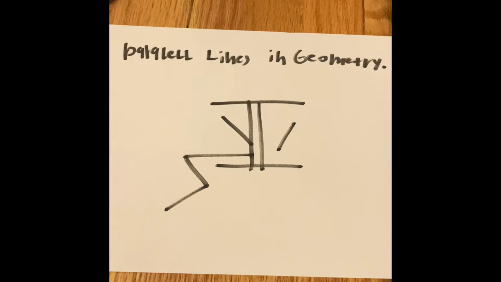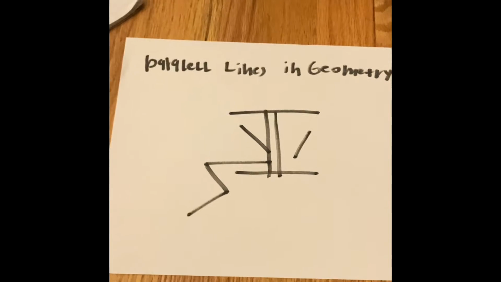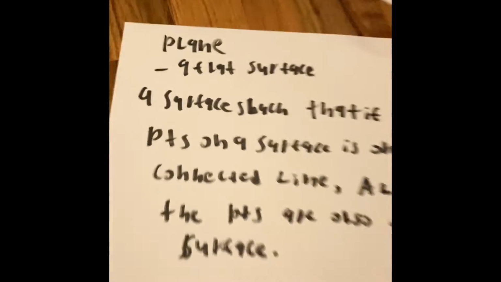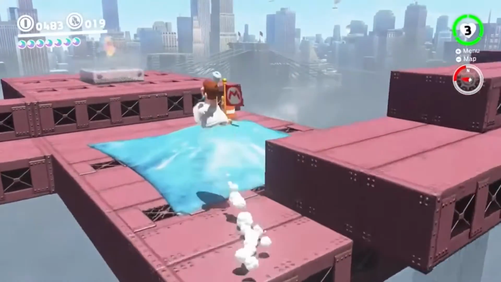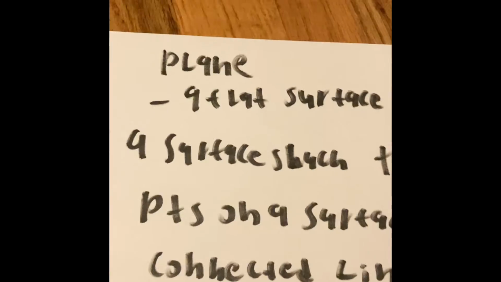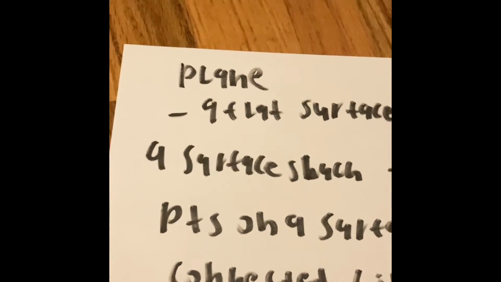What about geometry? Well, let's get started and see what happens. So, plane. What is a plane? A flat surface. Well, that was a flat surface, but what about the mathematical term?